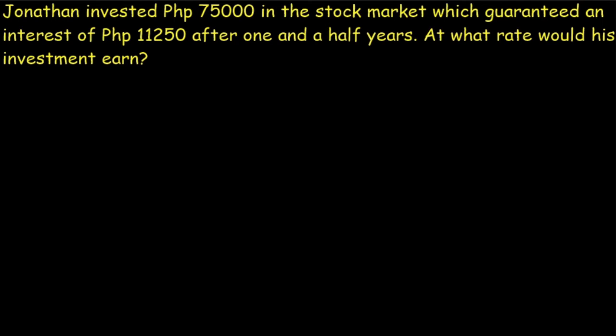Analyze muna natin problem para alam natin kung ano yung given, ano na yung meron. Jonathan invested 75,000. Alam natin, yan yung P. Either in-invest or inutang, dineposit or ni-loan. Yan yung mga principal amount natin eh. So, P is 75,000. Guaranteed an interest of 11,250. So, malinaw na sinasabi na yun yung I.